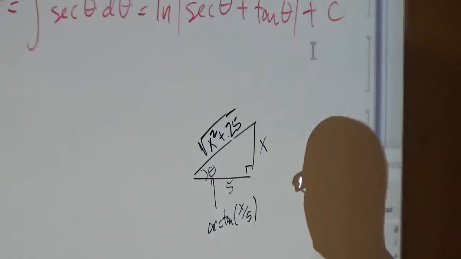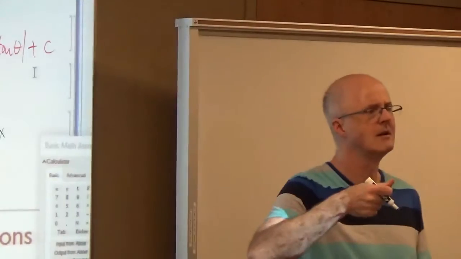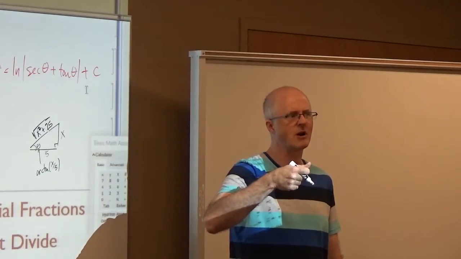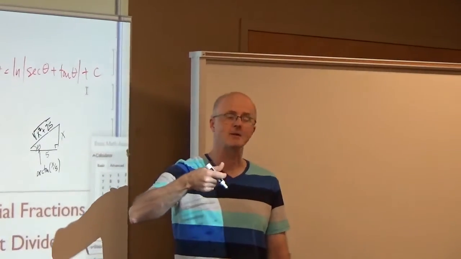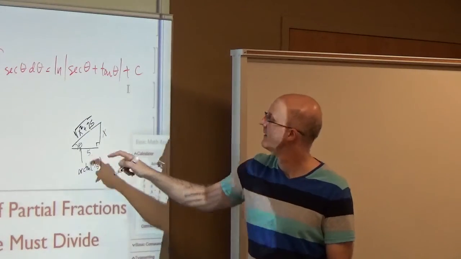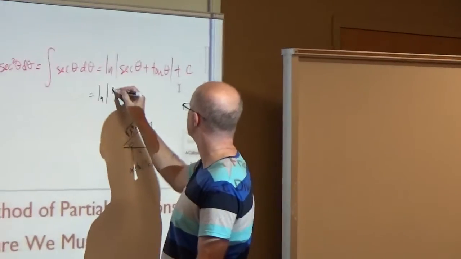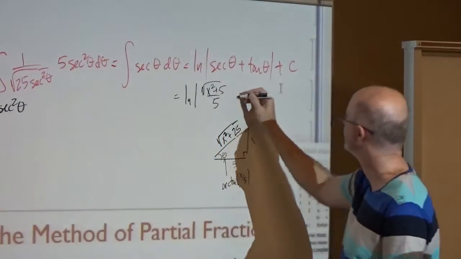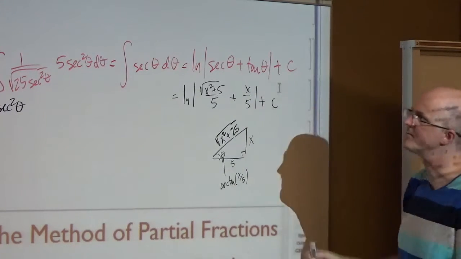The secant of that angle, 1 over the cosine. SOHCAHTOA, cosine is adjacent over hypotenuse. So flip that, you get hypotenuse over adjacent, this over that. So it looks like our final answer is natural log of square root of x squared plus 25 over 5 plus x over 5 plus c.